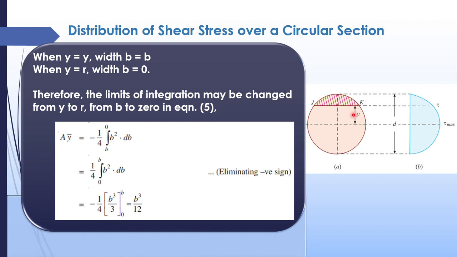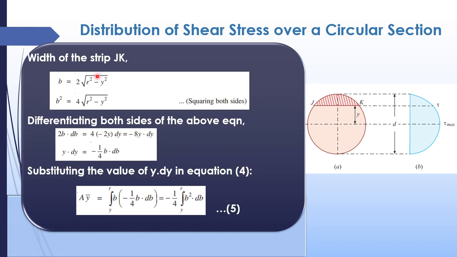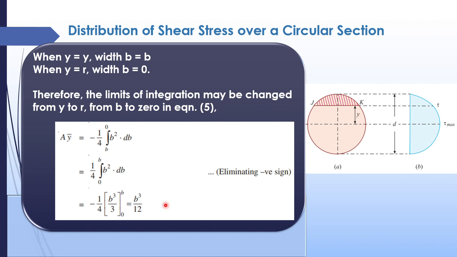Now when y is equal to r, y is equal to r എന്ന് പറയുന്ന പോയിന്റ് ഏതാണ്? ഈ പോയിന്റ് ആണ്. y r ആണെങ്കിൽ b യുടെ വാല്യൂ എന്താണ്? 0. When y is equal to y, b is equal to b. When y is equal to r, b is equal to 0. So instead of these particular limits, we have to provide this 0 and b.